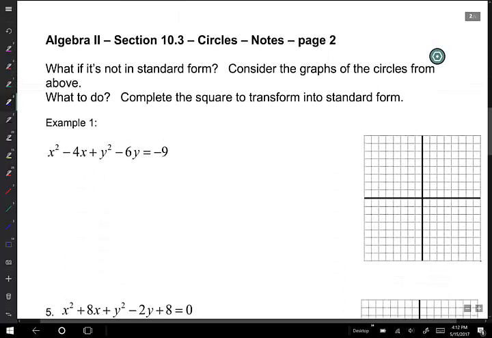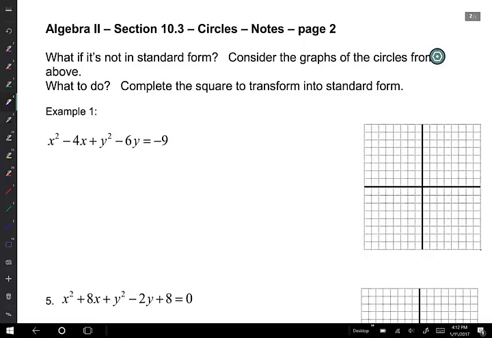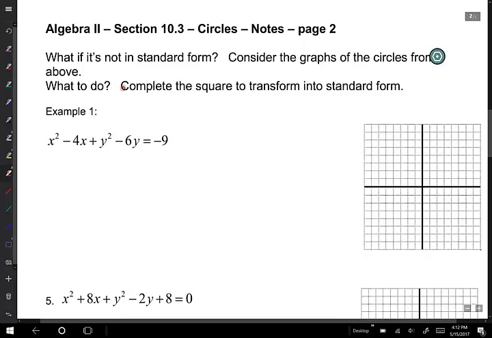Now, what if it's not in standard form? Then we're going to need to complete the square to transform it into standard form. To do that, we're going to do what we did with parabolas. So on this one, we're going to need to have x squared minus 4x plus blank, plus y squared minus 6y plus blank. And this is going to be equal to our original problem of -9.